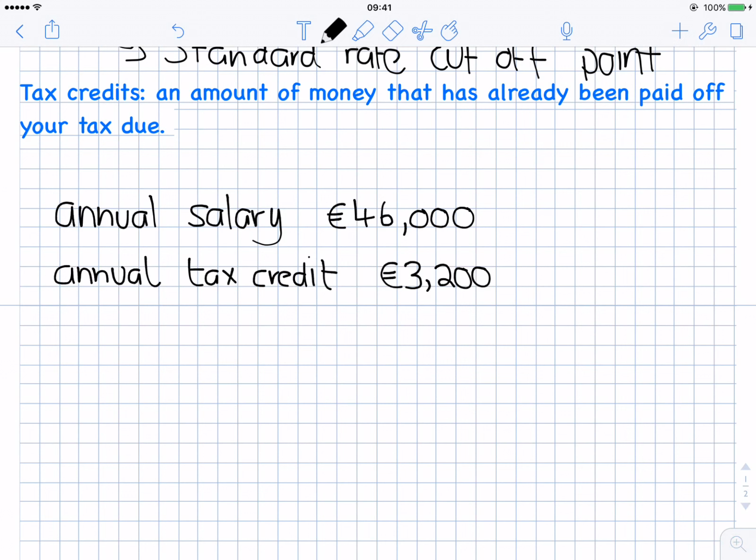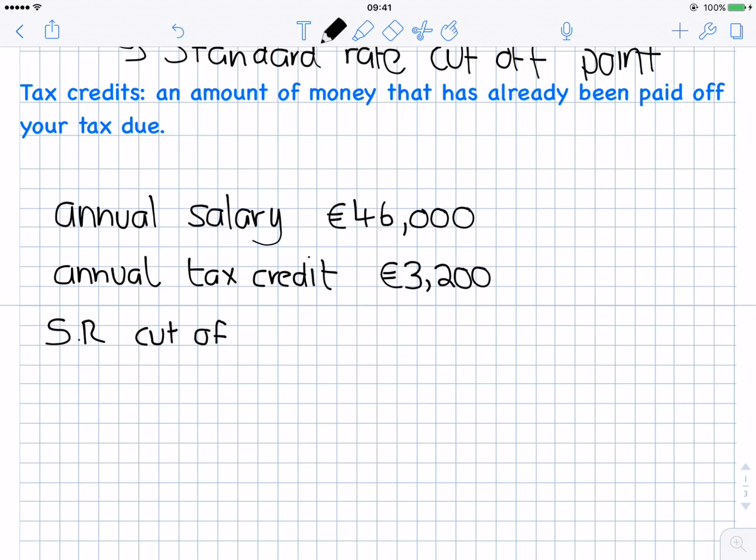And we know that the standard rate cut off, I'm just going to use SR for standard rate, is €28,000. So remember, everything up to €28,000 she's going to pay 20% tax, and everything above that she's going to pay 42% tax, because we're told that the higher rate of tax is 42%. Okay, so we're asked what is her income for the year. We want to find out what her net income is.